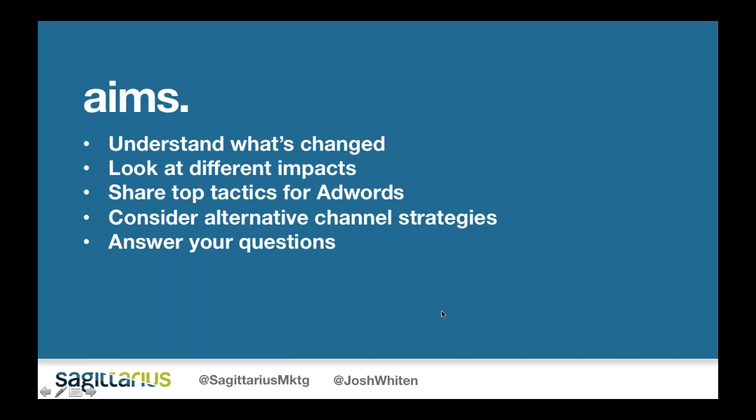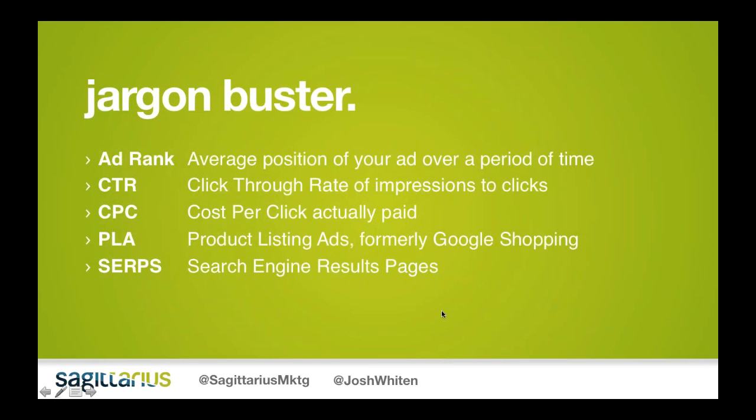So firstly, before we begin, we're just going to decode a little bit of jargon. Some of you will hopefully be familiar with these, but some others may not, so I thought it would be helpful to run through these quickly. Ad rank, that's the average position of your advert over a period of time. So it might be 1 or 1.5 or 2, the average position in the set of ads that are shown. CTR, click-through rate from impressions to clicks. CPC, cost per click that you've actually paid, not what you've bid. PLA, product listing ads, used to be Google Shopping. And lastly, SERPs, search engine results pages.